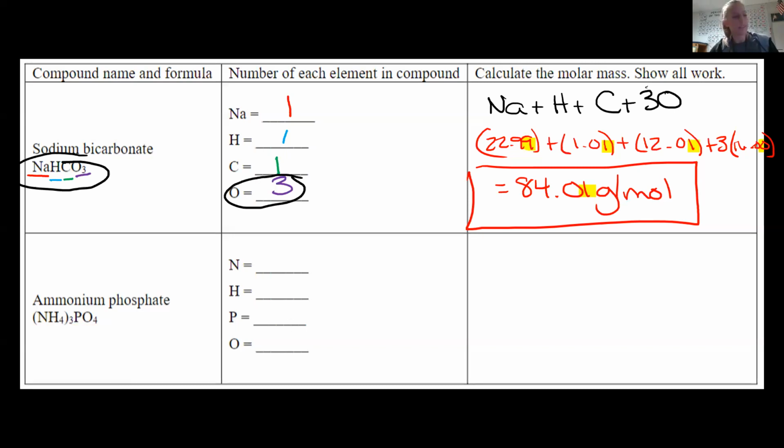Let's see. Zainab, how many nitrogens are in this molecule, ammonium phosphate? Three. Yes, you caught it. How did you get 3? For anyone who thought it was 1, what would you tell them?